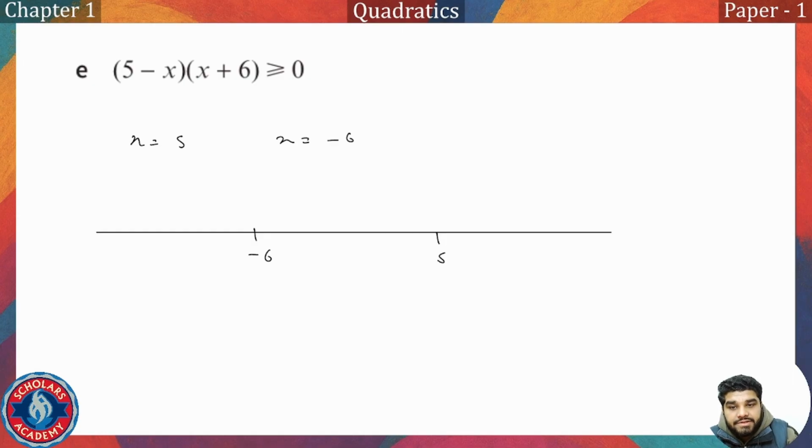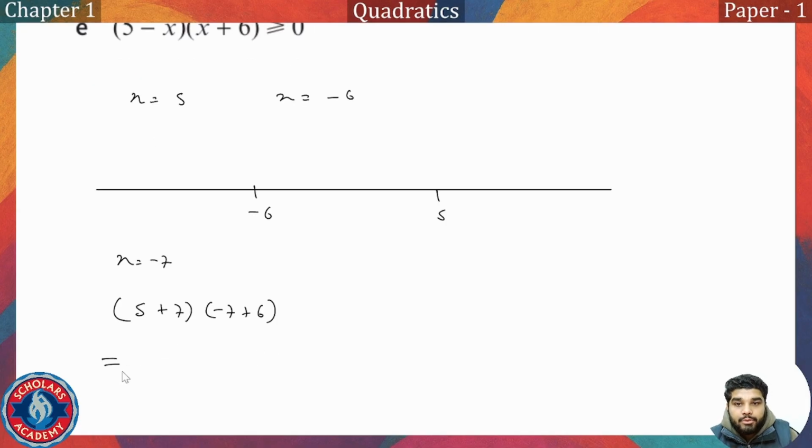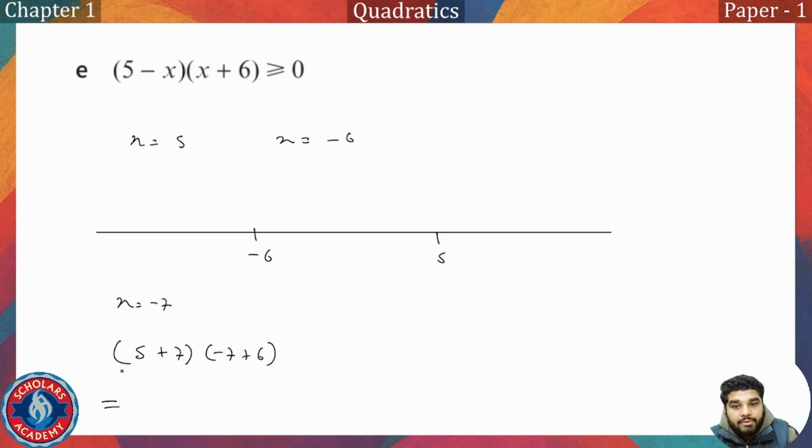We'll take one value from the first interval. So x is equal to negative 7. If I substitute it, what I get is (5 + 7) and (−7 + 6). So now I will tell you fast methods to know which interval we'll choose. If I take negative 7 and substitute it over here, the first factor will be positive, because the sign changes, and negative 7 plus 6 will be negative. So positive and negative will give us a negative value. So we'll not take this interval.